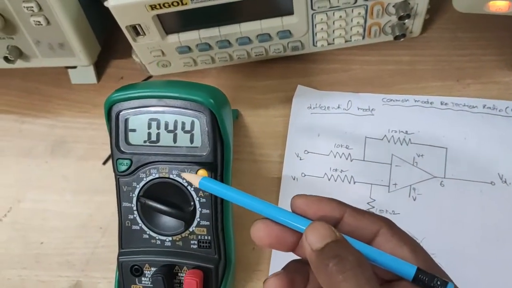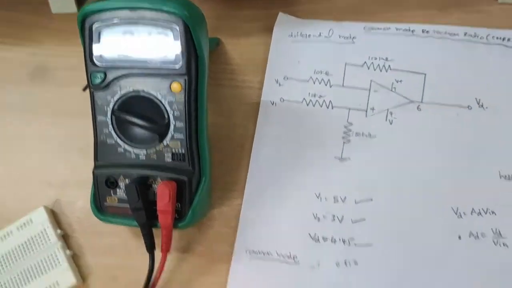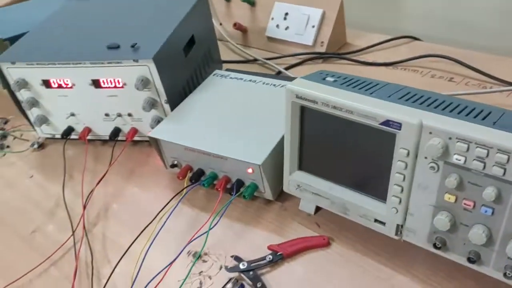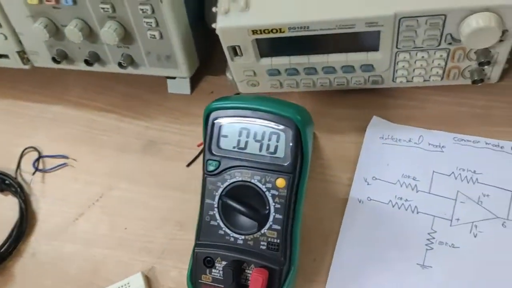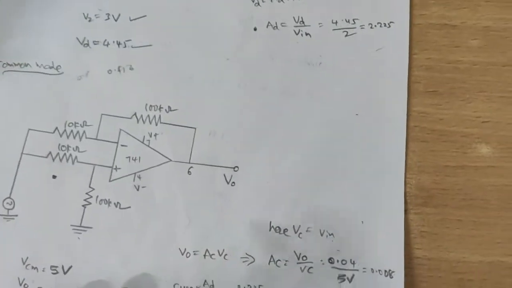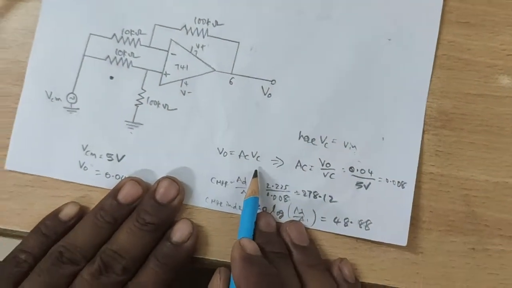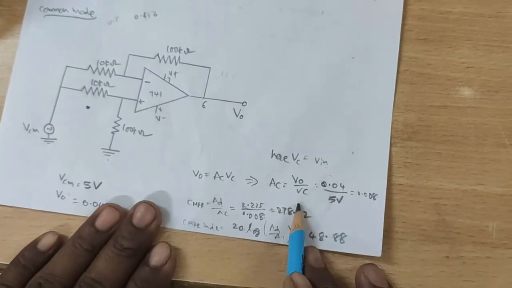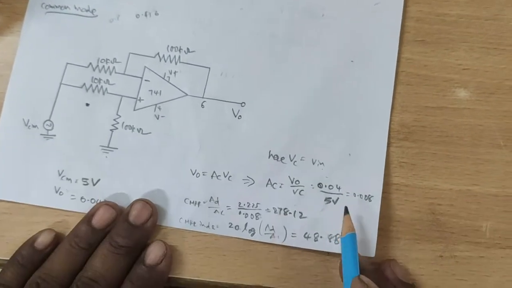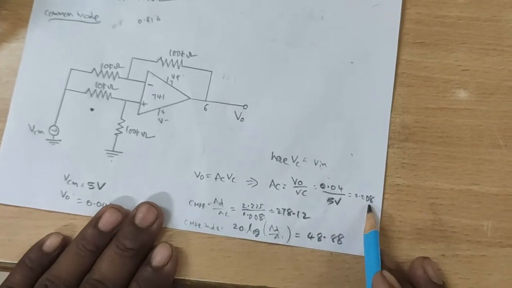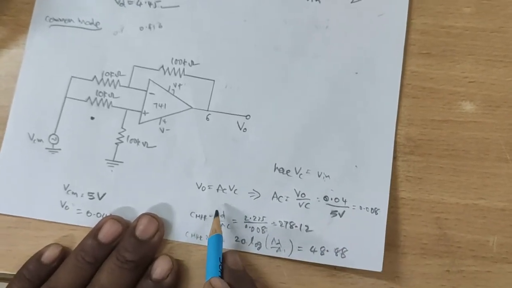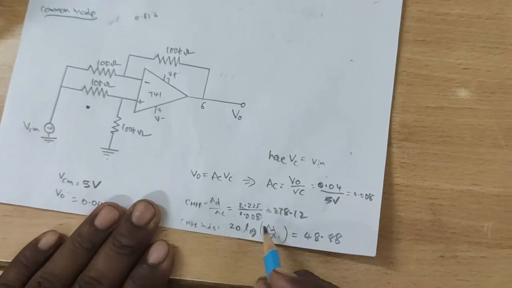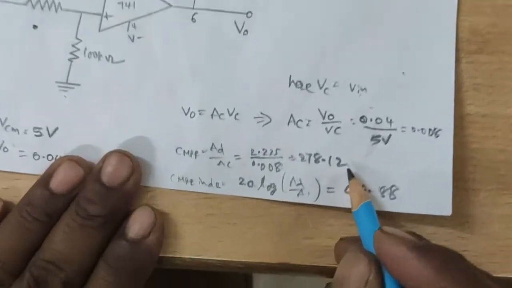This is the output, that is V0, 0.04. VCM is 5 volts and V0 is 0.04, and the formula is V0 equals AC into VC. Here AC equals V0 by VC, where V0 is 0.04 and VC is the common input, 5 volts, which gives 0.008. The CMRR equals AD by AC, that is 2.225 by 0.008, equal to 278.12.